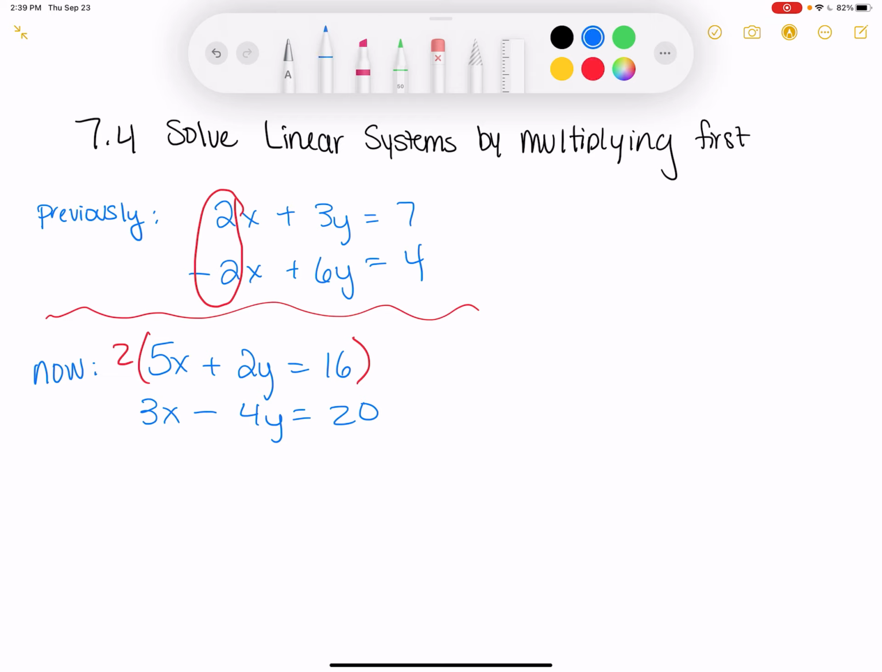So now my new equations that I'm dealing with are, I'm going to multiply this 2 through everything, even all the way over to the equal sign. 10x plus 4y is equal to 32. And then this one, I can just copy over. I don't need to do anything to it. So 3x minus 4y is equal to 20.